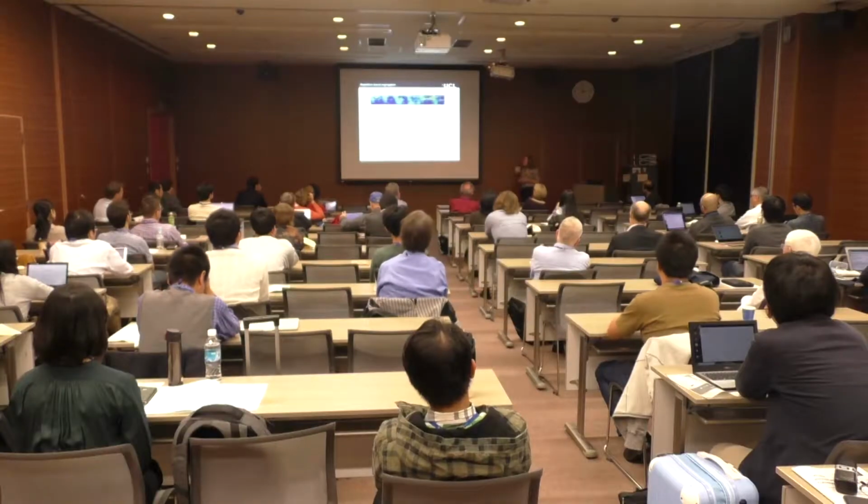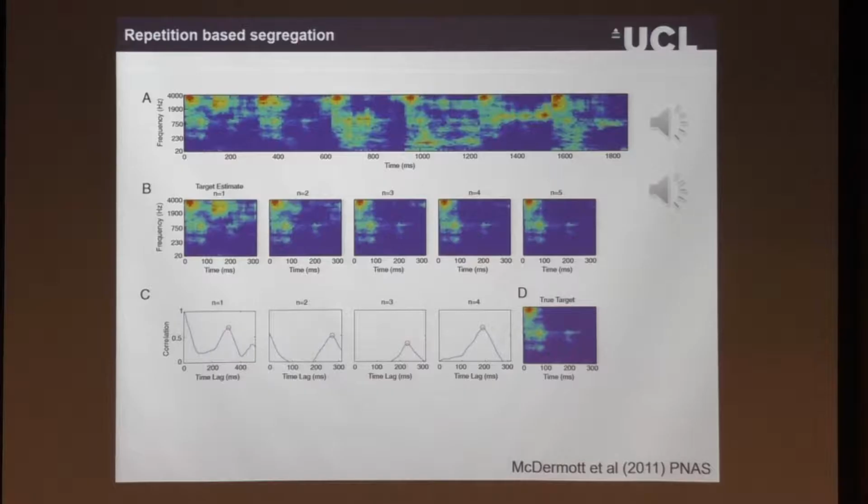The task that Josh gave them was this exact task. They would hear some sort of repeating mixture, and then they'd hear a probe like you did at the end, and they had to say whether that probe was the repeating one or not. And people could do it quite well. But this is quite a hard task.